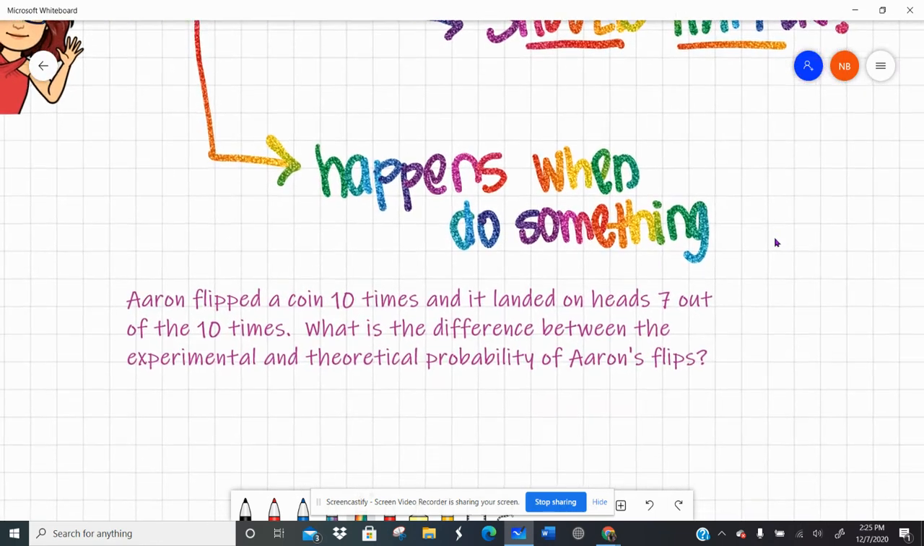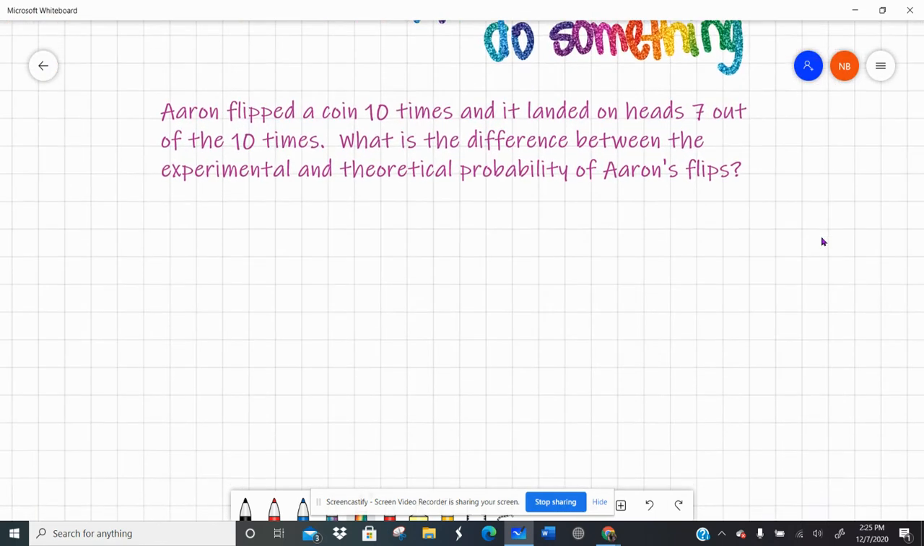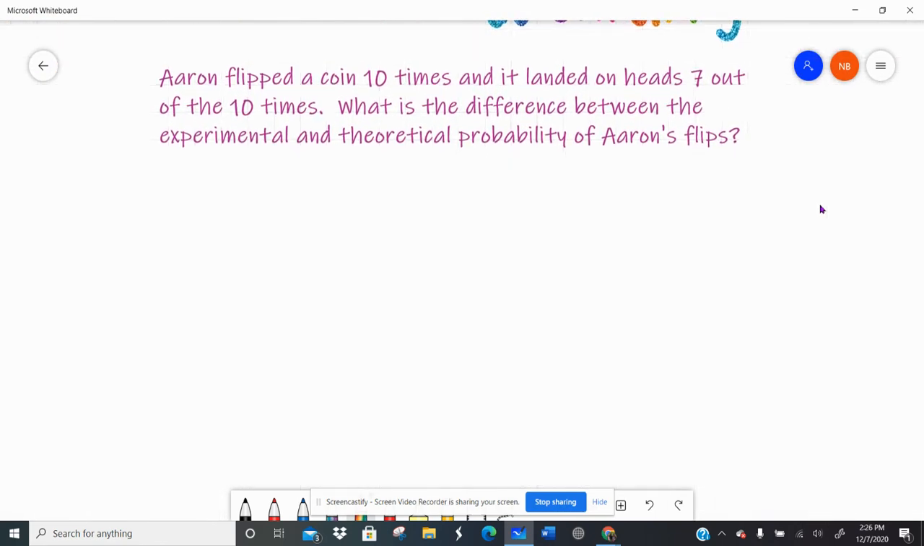Okay, so let's talk about what this will actually look like when I'm practicing. So here's a word problem, right? Probability, lots of word problems. So let's look at a word problem to see what we're talking about here.